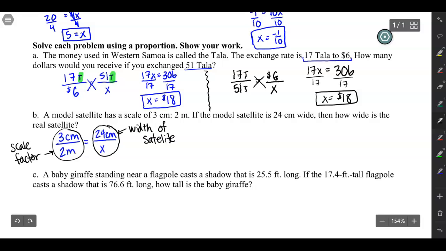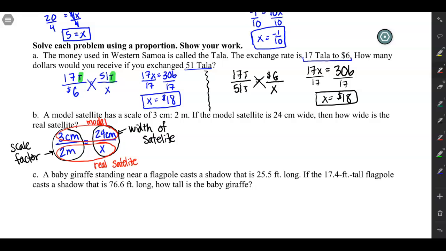Then it's important to also notice the relationship between the tops and the bottoms. The bottoms of my fractions here, the 2 meters and the x, that's the measurements of the actual satellite. And then this numerator, that's the dimensions of the model. Both the numerators and the denominators of the fractions, and the fractions themselves, have to have this relationship between them.